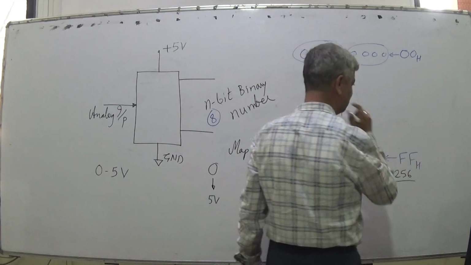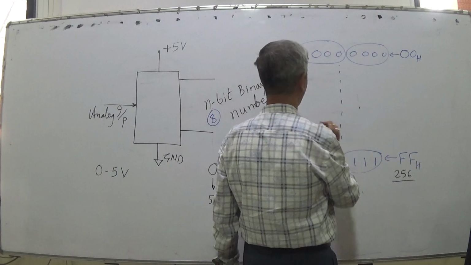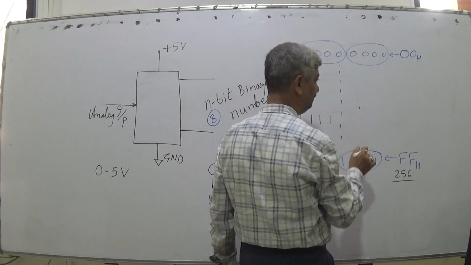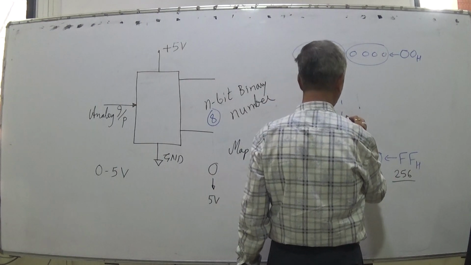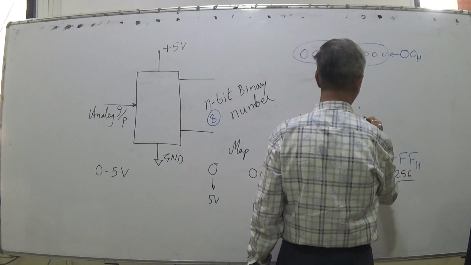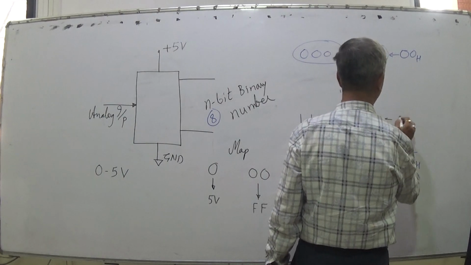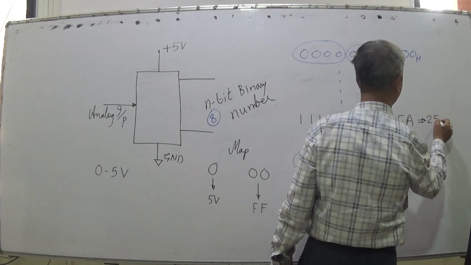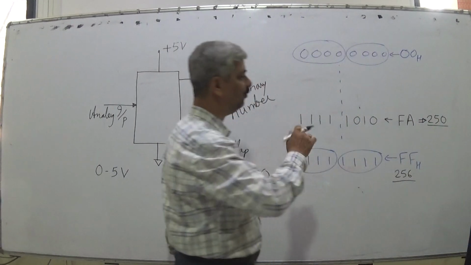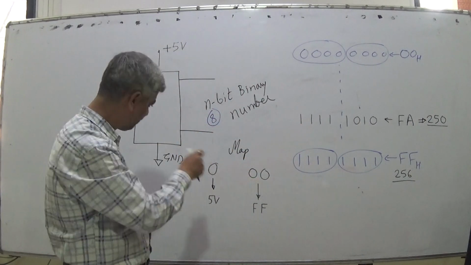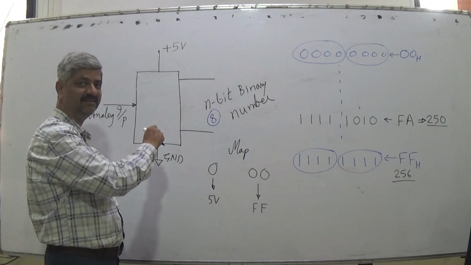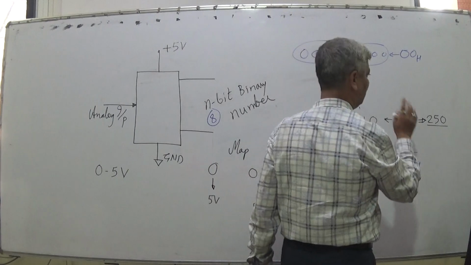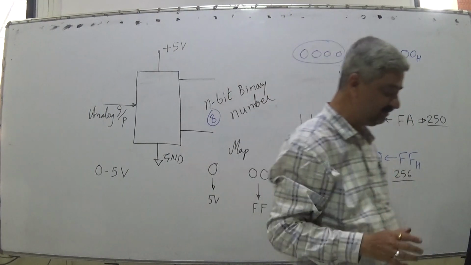So there would be a combination, instead of 1 1 1 1 1 1 1 1, let us take 1 1 1 1 1 0 1 0. This is FA, and FA corresponds to 250. So you can adjust this with some kind of scaling, so that 5 volts is mapped to FA.